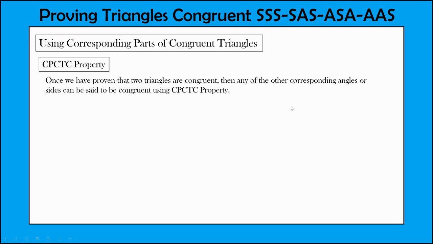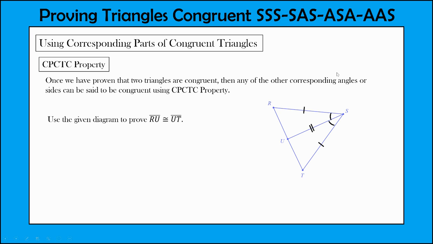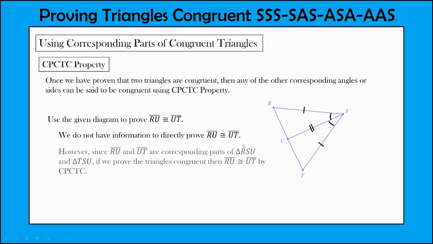So let me just kind of give you an idea here. So let's say we were given this diagram. Now look at what we're trying to prove. We're not trying to prove the triangles congruent. We're trying to prove that RU and UT are the same length. Okay, well, I'm not given any direct information about those. But what I'm given in the drawing is the ability to prove that triangle, how do I name it? RSU and TSU.